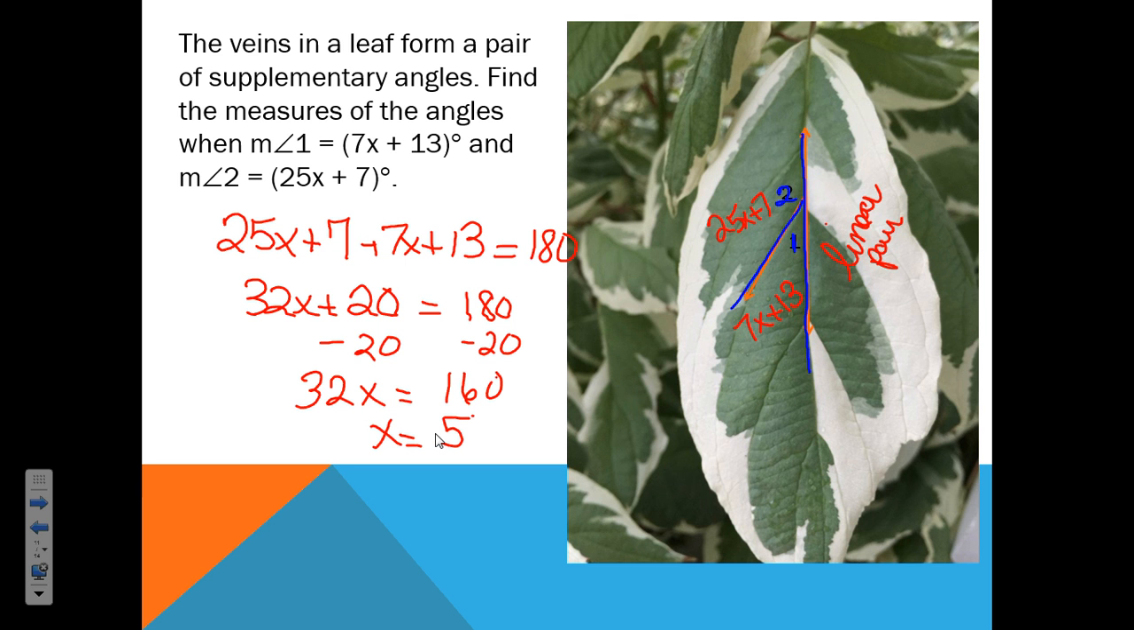Got to plug it in. Step 1, write the equation. 2, solve it. 3, plug it in. So when we plug it in, let's plug it in the easy way. You could do that. Or you could say, let's do 7 times 5 plus 13. So this is 48. If this is 48, guys, what's the other one? Good. You took the easy way. You said, what's 180 minus 48? And it's 132. Someone else could have plugged it back in.